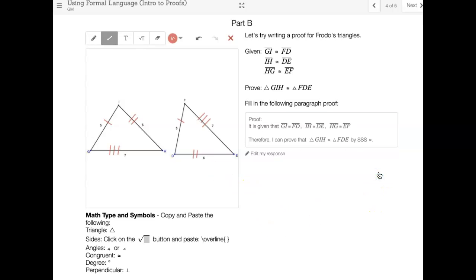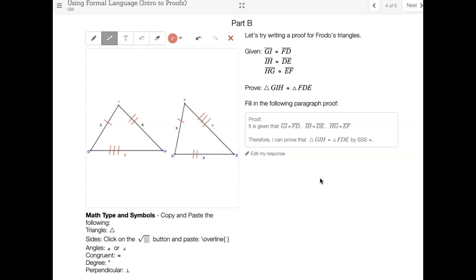So that's basically, if you have enough information to prove two triangles are congruent, then you should be able to write a paragraph proof laying out all the information. So anyhow, I'll leave this up for a few more seconds and then I'll plug along into slide number 5.